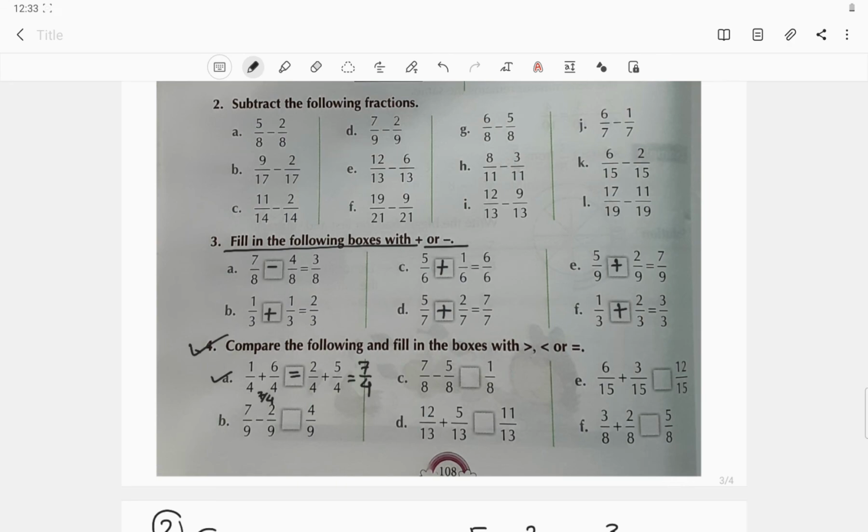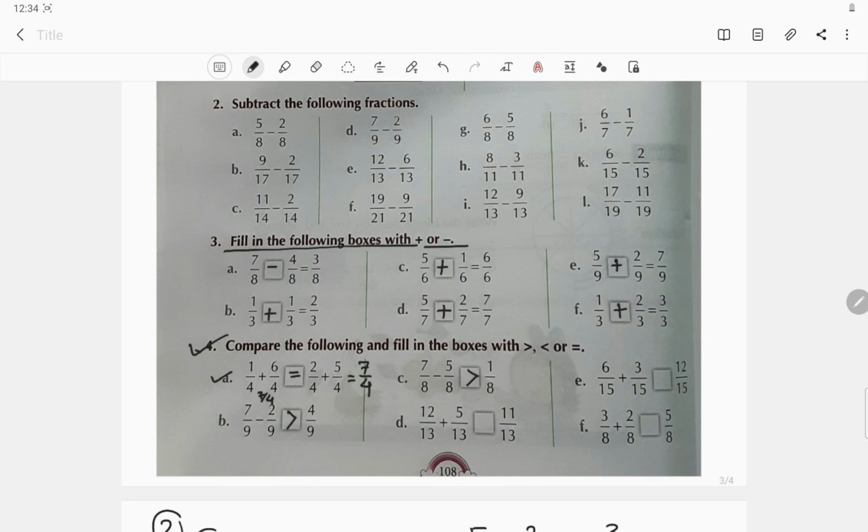Similarly, question number B, 7 by 9 minus 2 by 9. Here it is subtraction. If you subtract the numerators, 7 minus 2, you will get 5 by 9, and 5 by 9 is obviously greater than 4 by 9, because 5 is greater than 4. For like fractions, 5 by 9 is also greater than 4 by 9, so it must be greater than. Question number C, 7 by 8 minus 5 by 8. It is subtraction, so 7 minus 5 is 2, that is 2 by 8, but here it is given 1 by 8, so 2 by 8 must be greater than 1 by 8. So here the greater than sign will come.